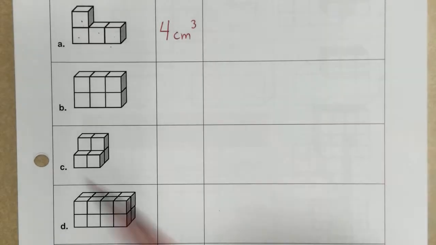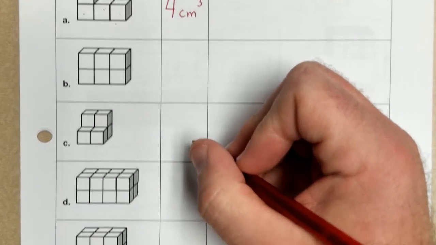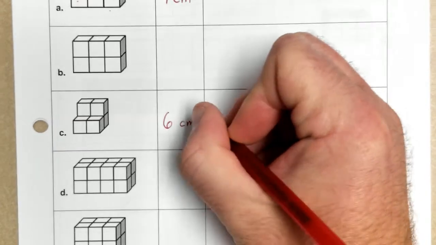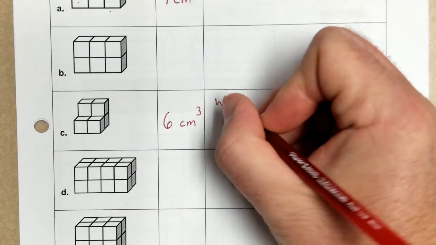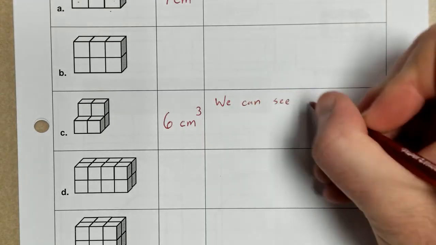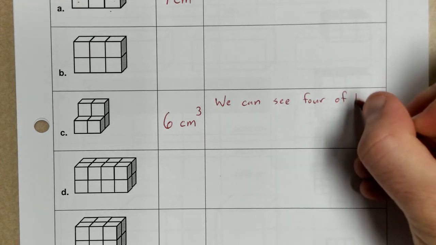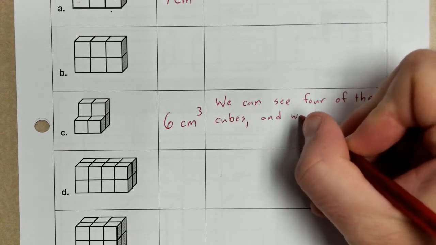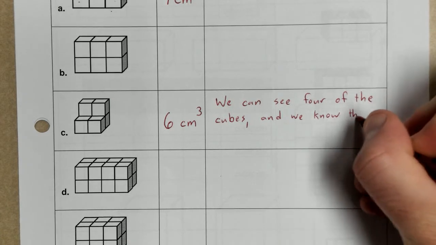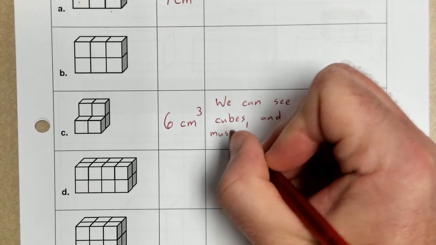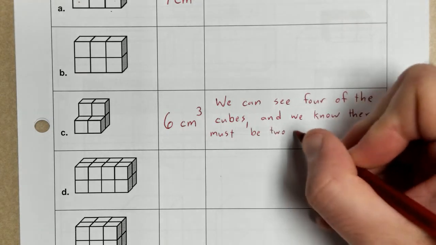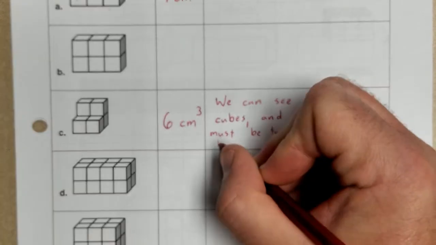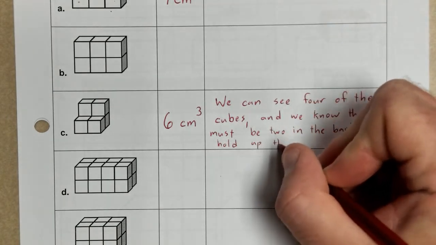Now for C, I wouldn't say it's tricky, but there is a little bit more that I'd like you to do. So this time I will write it out. This is 6 centimeters cubed. We can see 4 of the cubes. And we know there must be 2 in the back to hold up the rest.